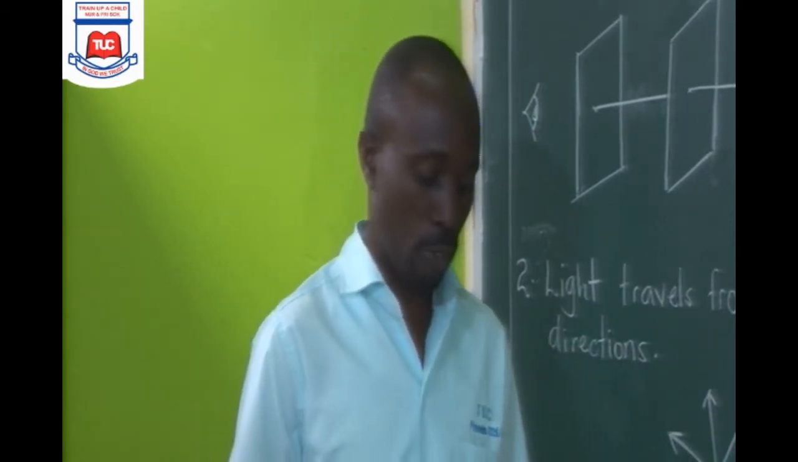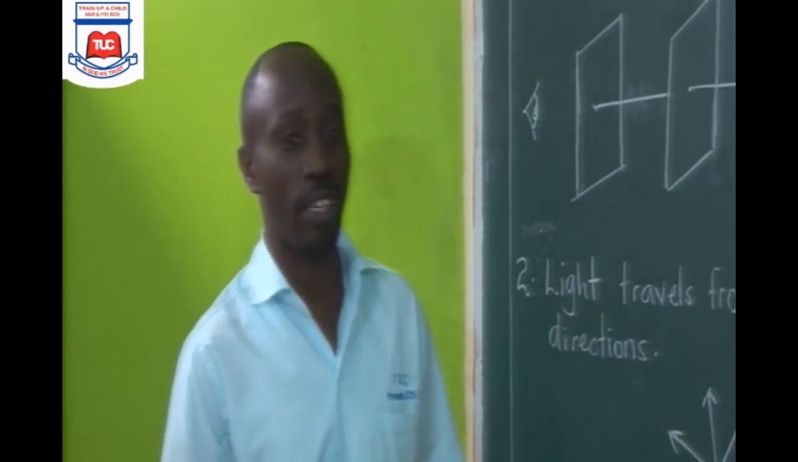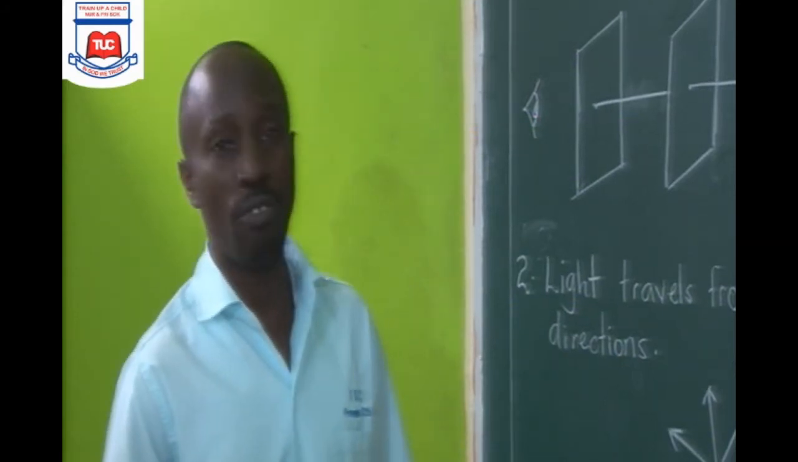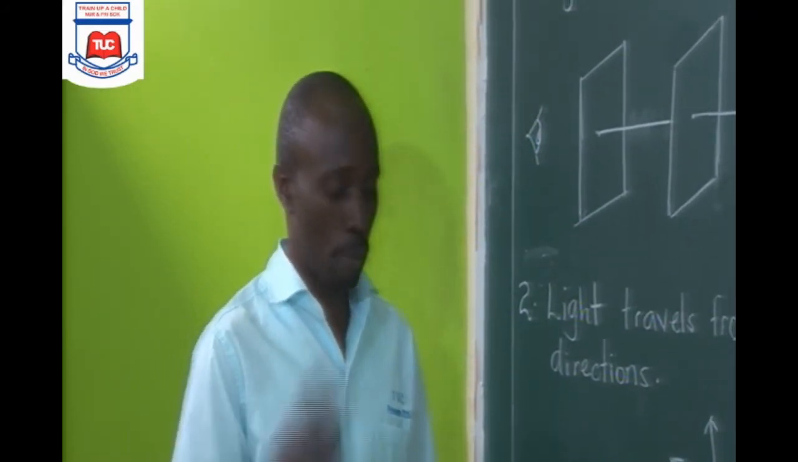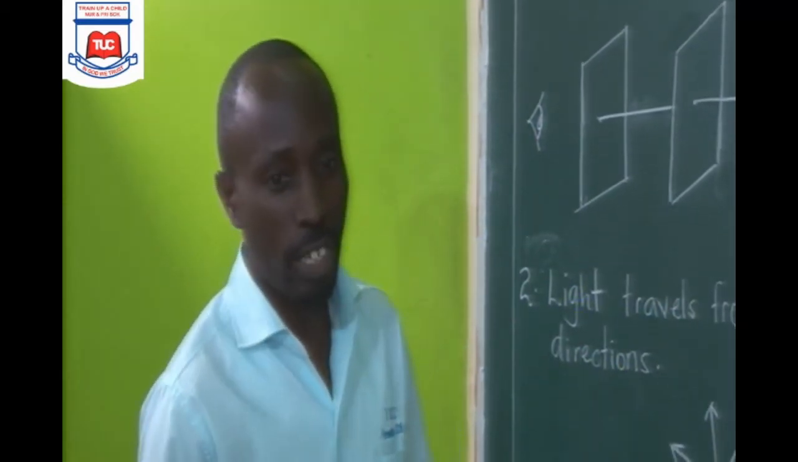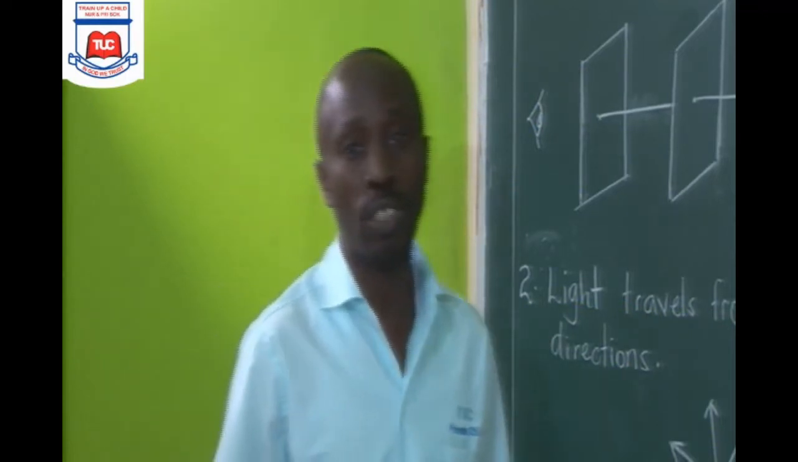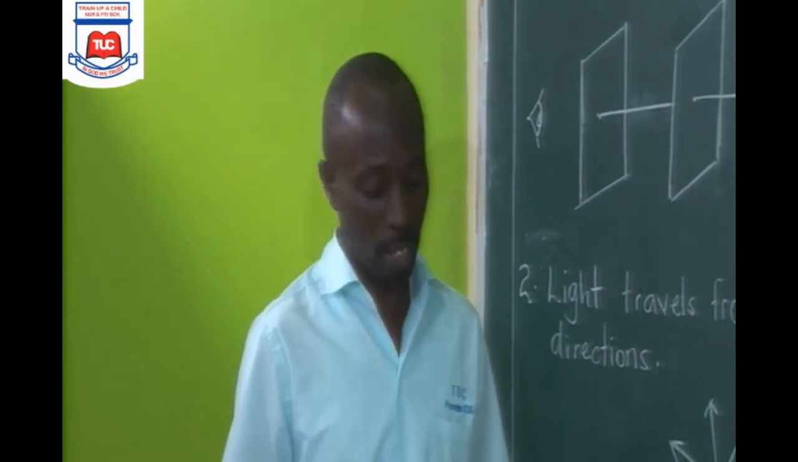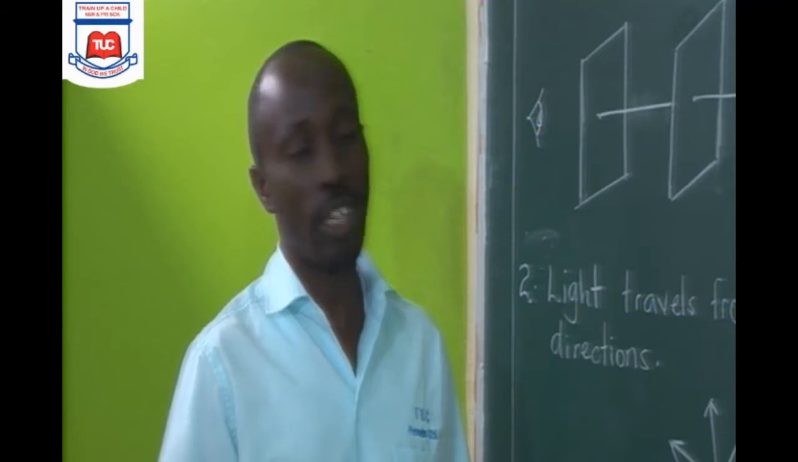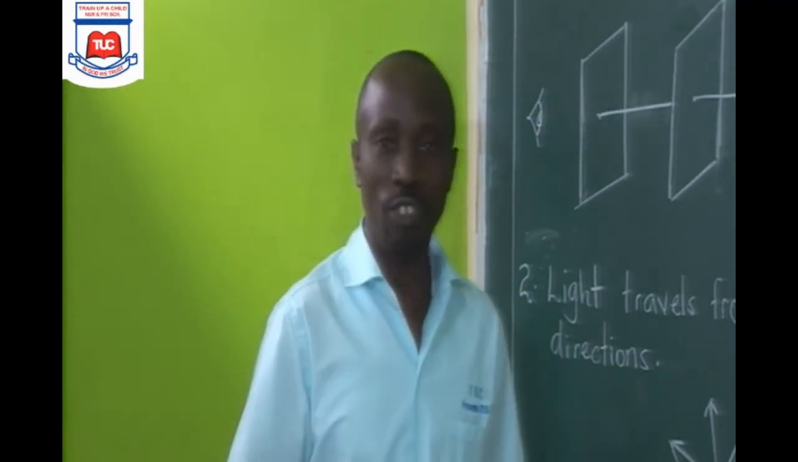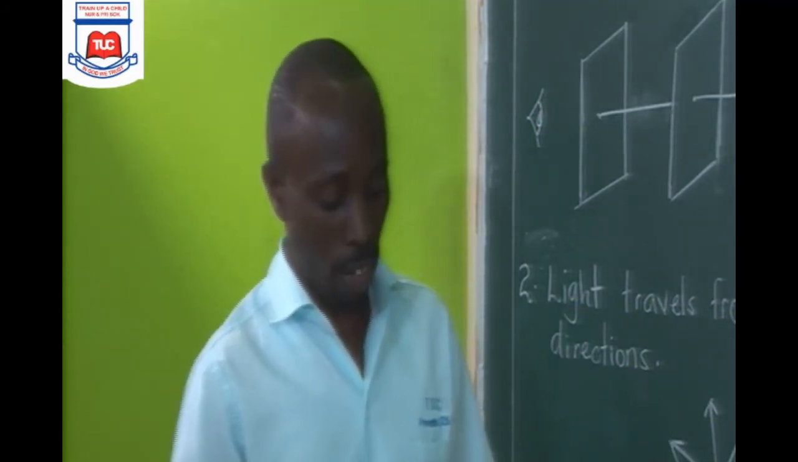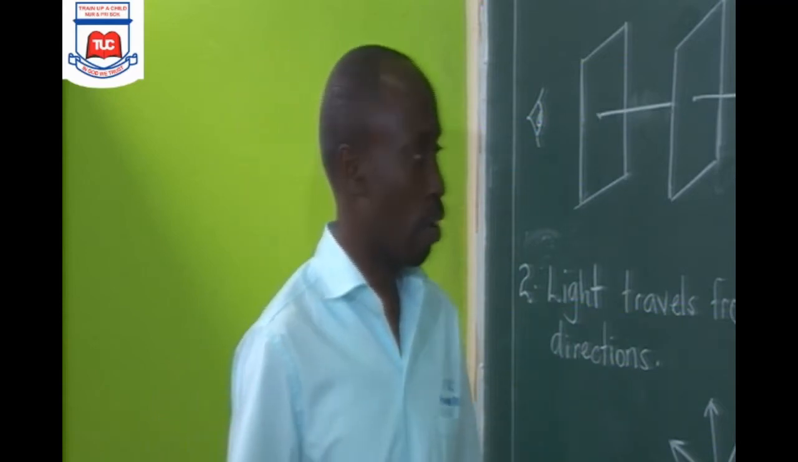Before we begin, last time we looked at sources of light. We saw basically two sources of light: artificial sources of light and natural sources of light. With artificial sources, we said they are man-made. Then natural sources are God-made. That is, by nature, okay?